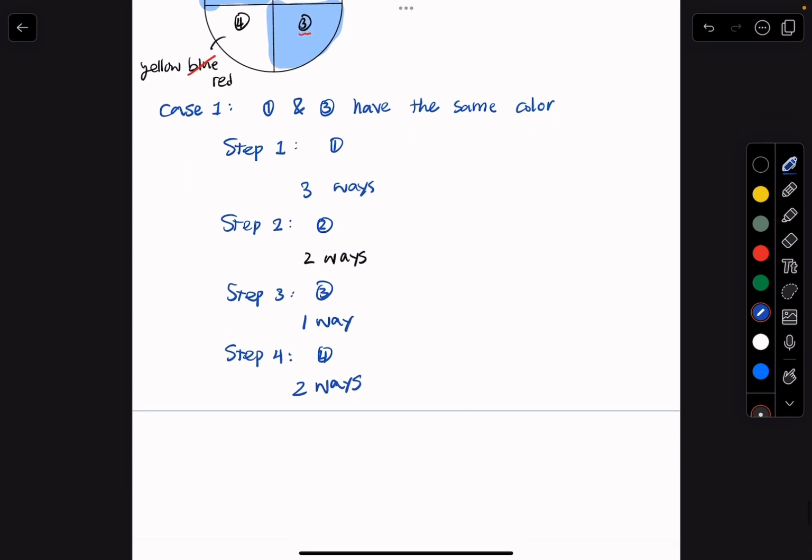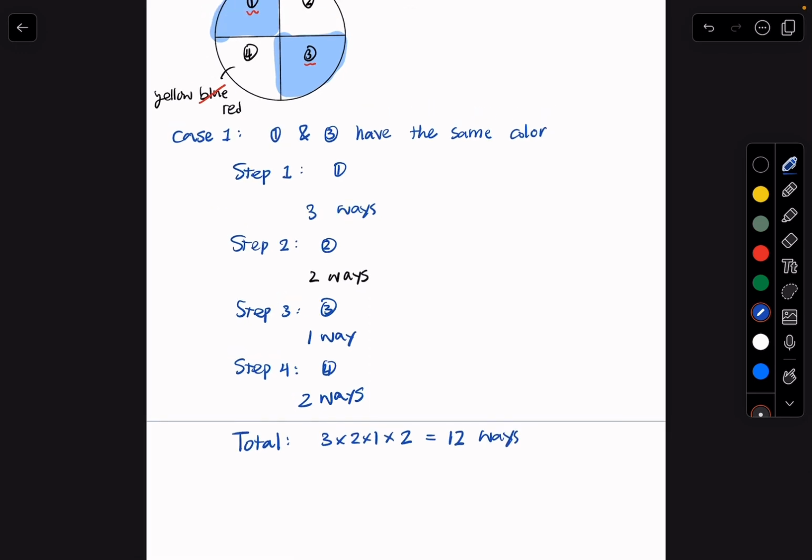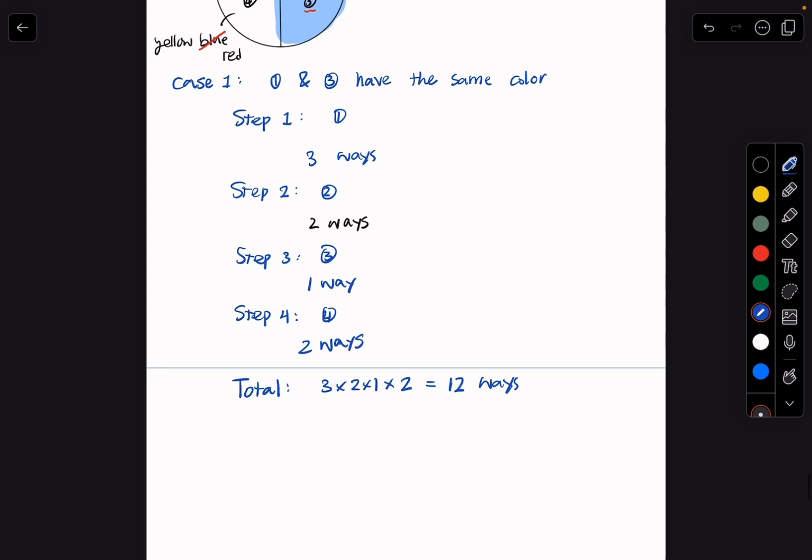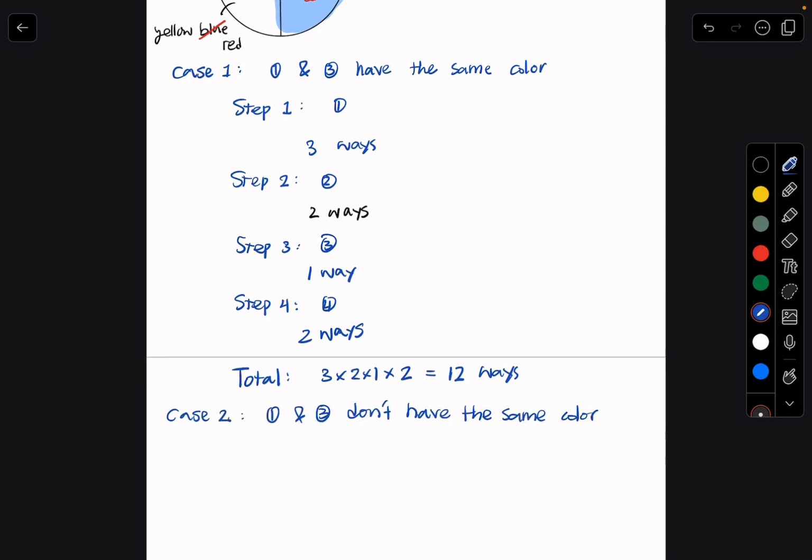Okay, so to finish our case 1, we'll just multiply every step together. We get 3 times 2 times 1 times 2, which gives us 12. But remember here, 12 is only the number of ways for one of our 2 cases. So we haven't finished yet, we have to do another case. In case 1, 1 and 3 have the same color. So in our case 2, region 1 and 3 should have different colors.